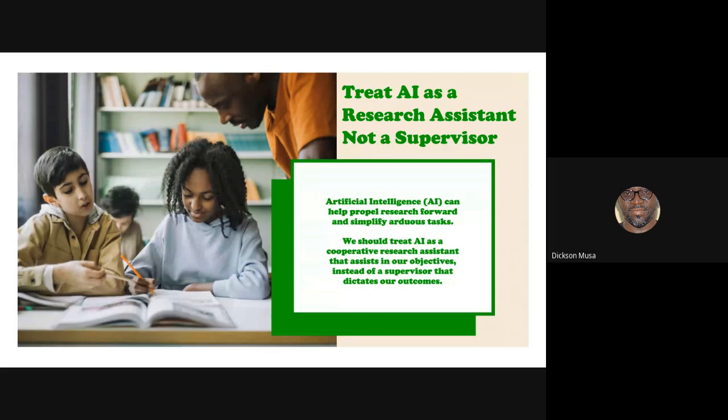Another thing is to treat AI as your research assistant, not your supervisor. And you remember how you and your supervisor relate. Your supervisor determines the pace of the work, the direction of the work, and how the work should go, not the student. So you cannot allow AI to be the one to determine the pace of your work, the direction of your work. Instead, it should be your assistant to collect data for you, to analyze data, and so on, while you supervise what it is doing.